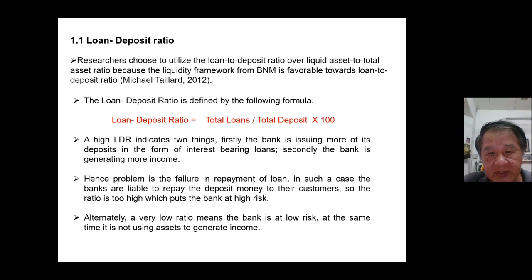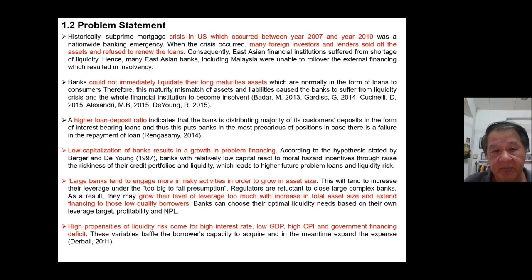And for this particular case, I'm measuring liquidity using loan deposit ratio according to Michael Tyler 2012. So the formula is loan deposit ratio is equal to total loan divided by total deposit times 100%.